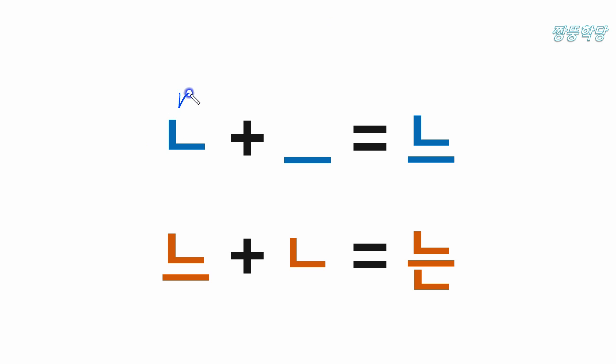This is n sound, and this is n sound. So nun. Nun means indicator for subject. You may remember we have learned two more indicator for subject, 가 and 은.